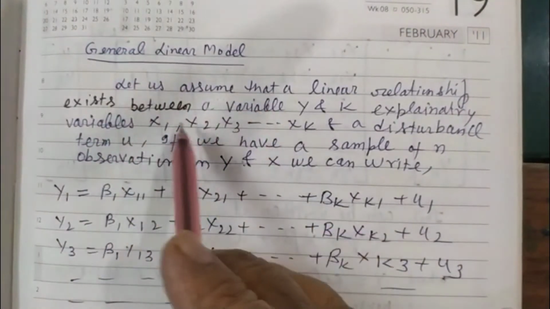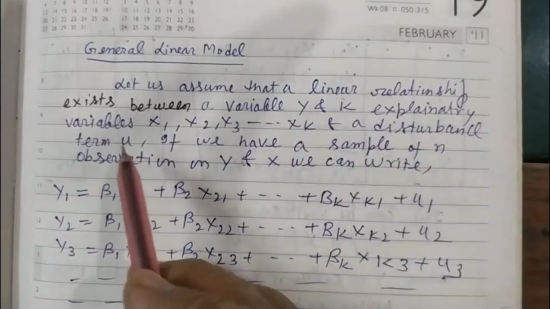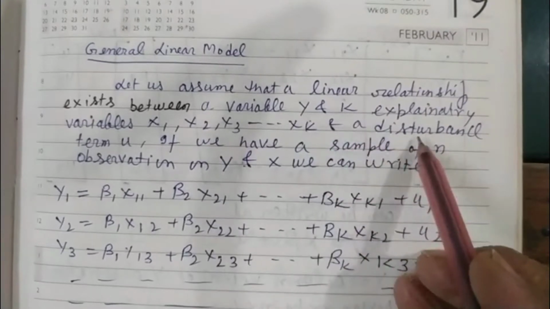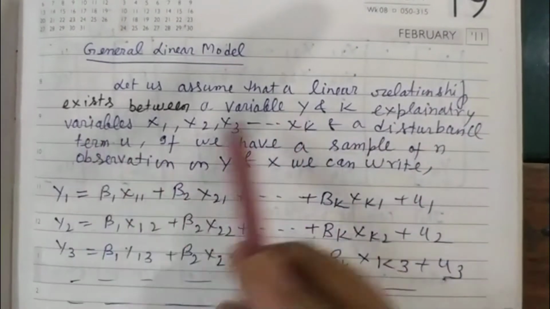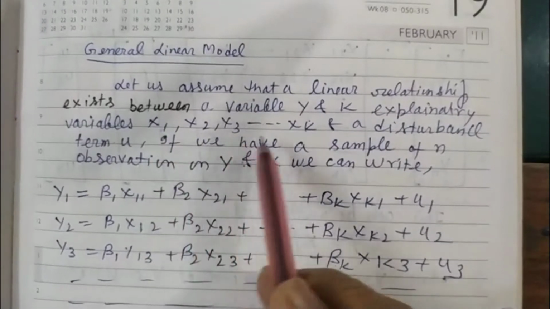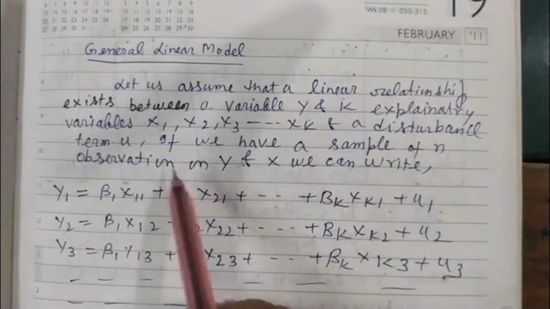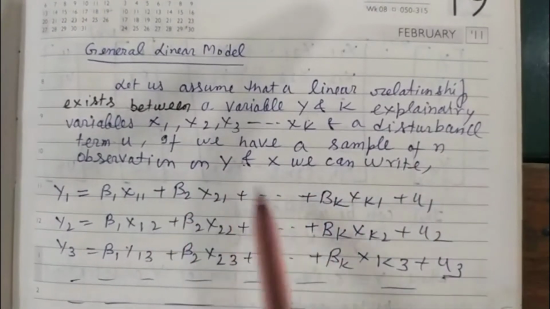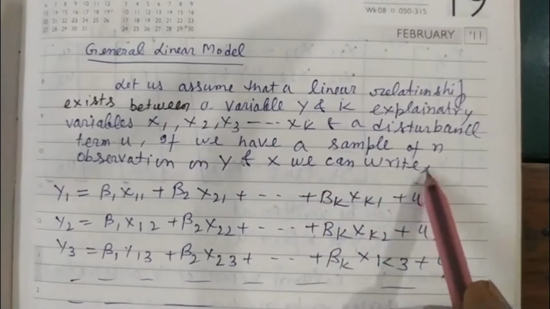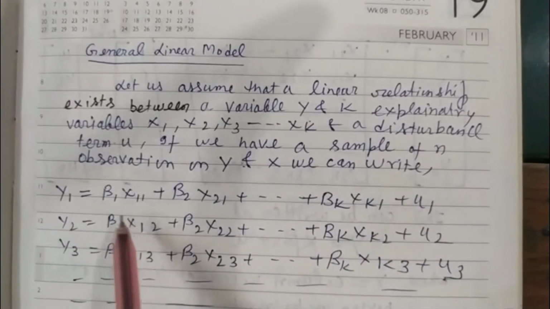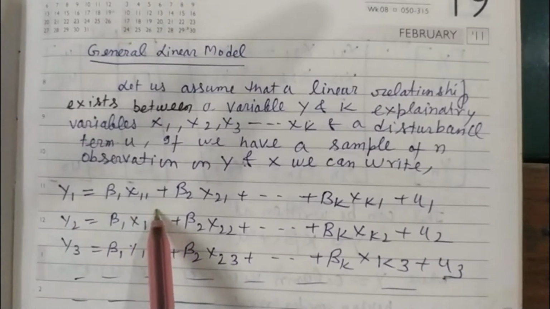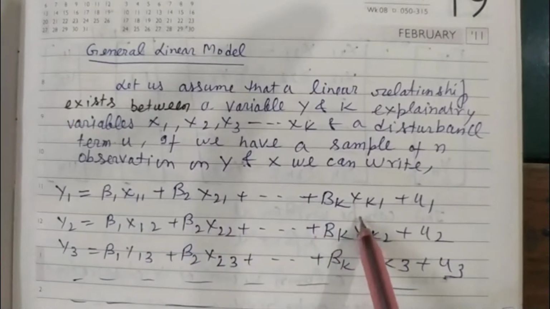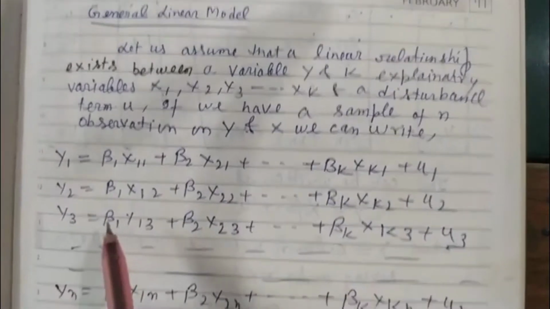General linear model. Let us assume that a linear relationship exists between a variable y and k explanatory variables x1, x2, x3 up to xk, and a disturbance term u. If we have a sample of n observations on y and x, we can write it this way: y1 is equal to b1 x11 plus b2 x21 plus ... plus bk xk1 plus u1.